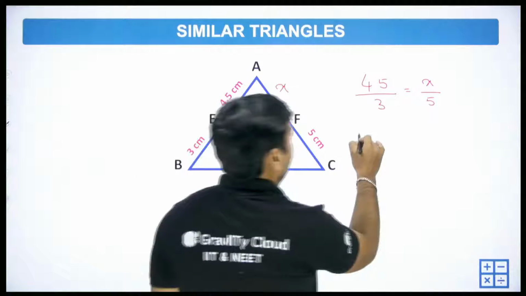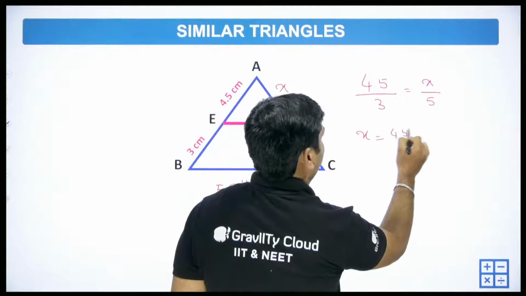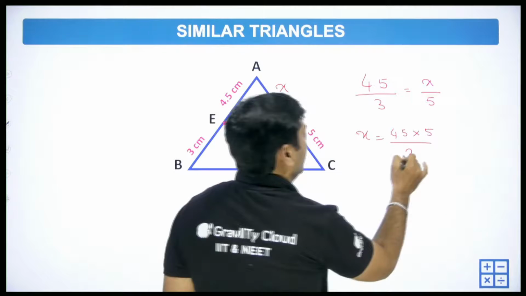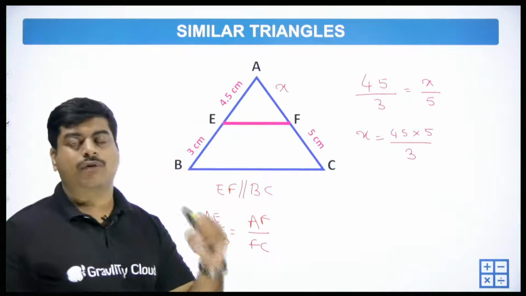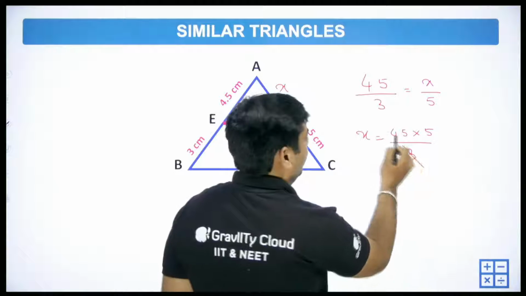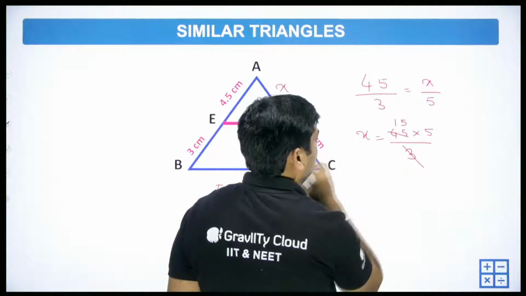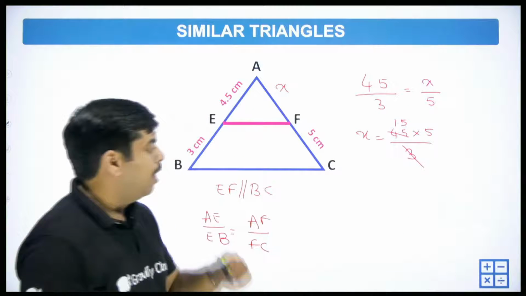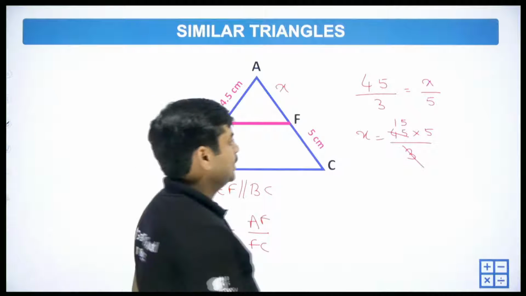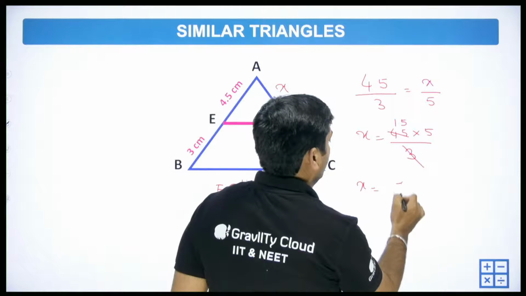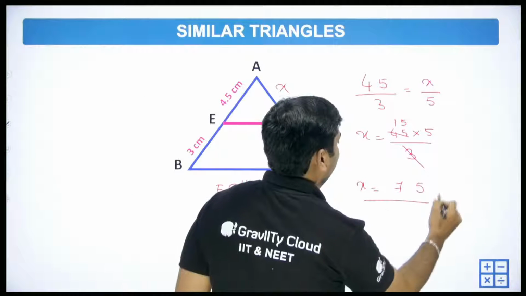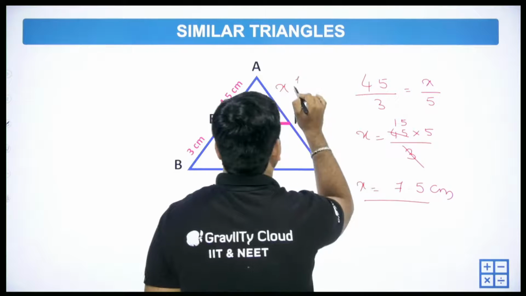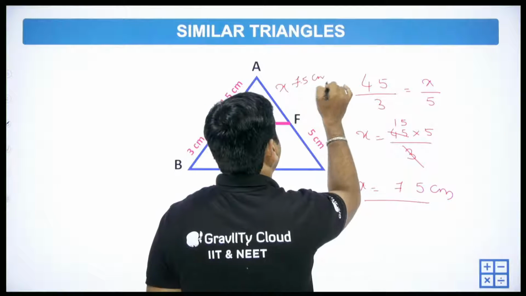Can we solve this further? So x is equal to 4.5 into 5 by 3. 3 ones are 3, 1.5 times of 5, 1.5 times of 4.5. So x is equal to 15. 5 fives are 75, with the decimal point that becomes 7.5 centimeters. So this distance is equal to 7.5 centimeters.